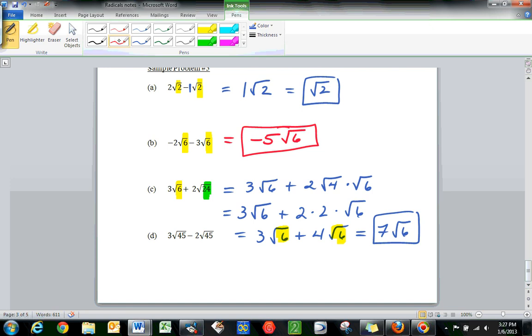Last but not least, we have a common term here, square root of 45 and square root of 45, so 3 minus 2 is 1, or an understood 1, so square root of 45. The problem, however, is the square root of 45 is actually not simplified, so we need to break this up and pull the perfect square out of there. And 3 times the square root of 5 is our final answer.